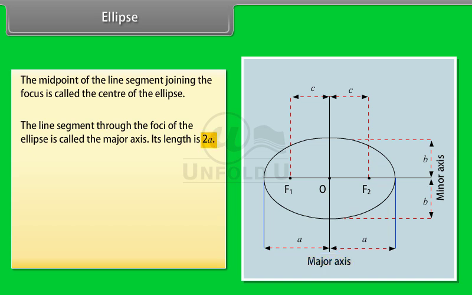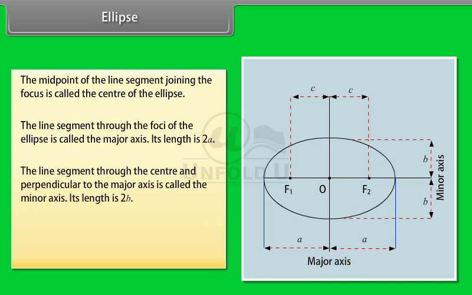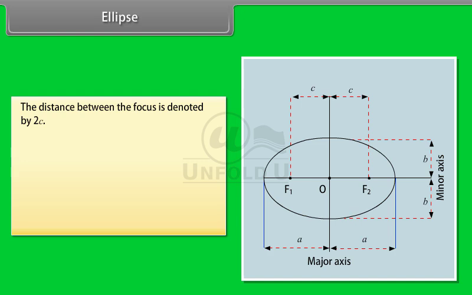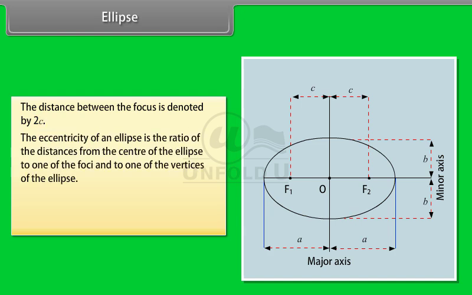Its length is 2a. The line segment through the center and perpendicular to the major axis is called the minor axis. Its length is 2b. The endpoints of the major axis are called the vertices of the ellipse. The distance between the foci is denoted by 2c. The eccentricity of an ellipse is the ratio of the distances from the center of the ellipse to one of the foci and to one of the vertices of the ellipse. That is, e is equal to c upon a.